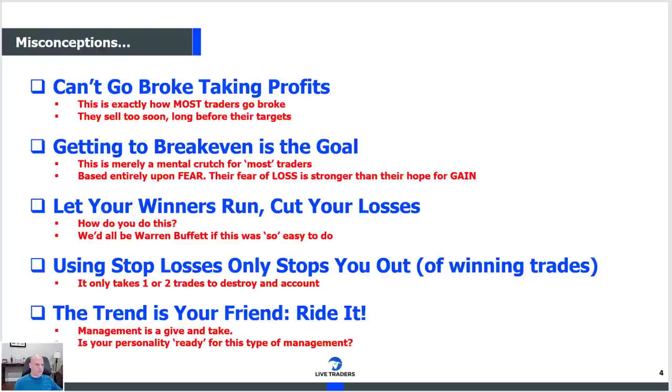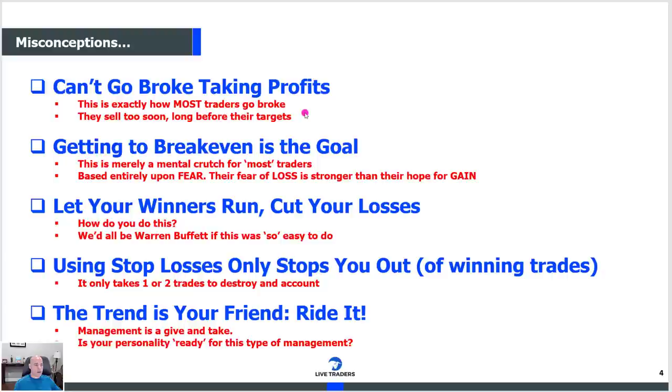So before I do that though, I wanna talk about a few misconceptions, all right? Because I think these are things that you guys think are just fact or it's just a given, but they're not. So you can't go broke taking profits. This is one I speak to frequently, all right? This is exactly how most of you go broke. You sell too soon or long before your target area, okay?